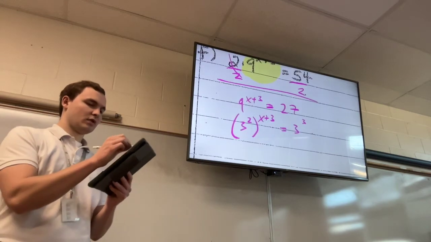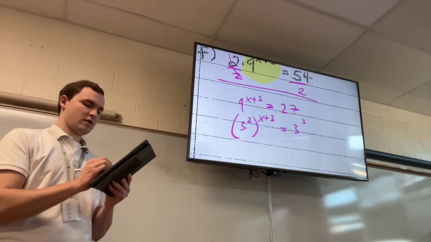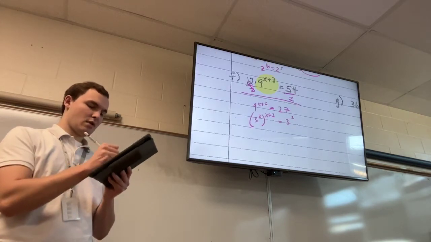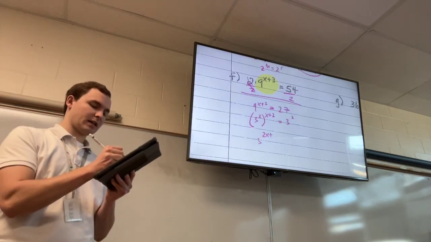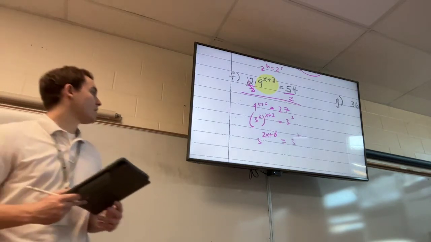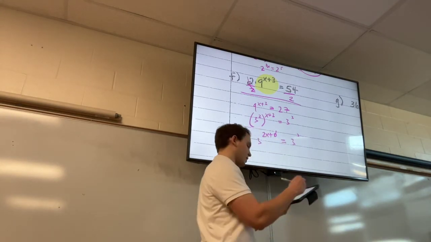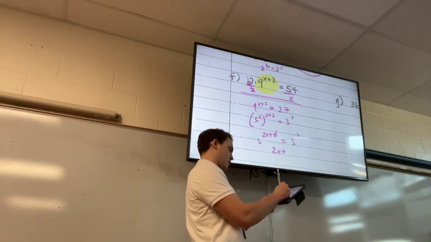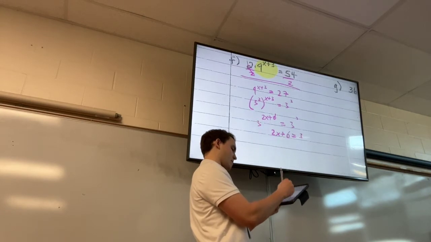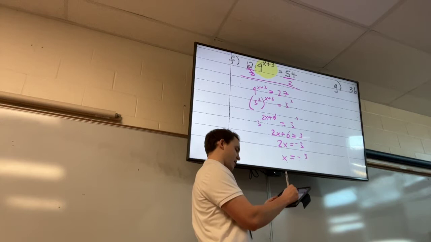Okay, what do these two exponents do? Multiply, okay, so we get 3 to the 2x plus 6 equals 3 cubed. Okay, the bases are the same, right? So my exponents have to be equal. So 2x plus 6 equals 3. 2x equals negative 3. X equals negative 3 halves.